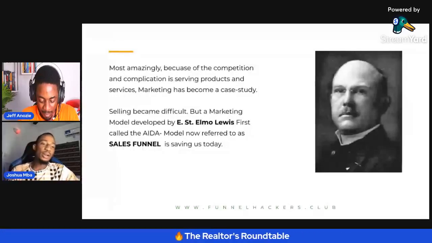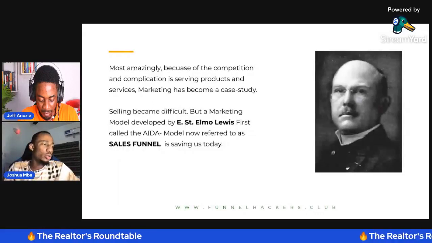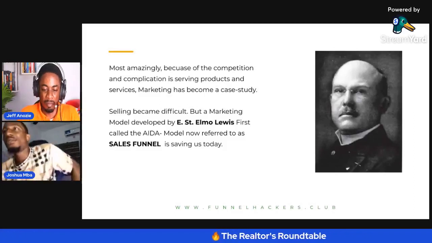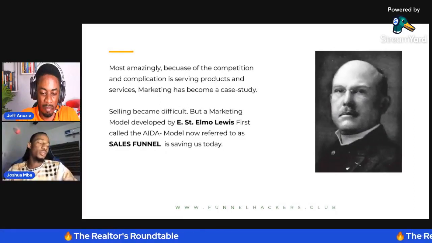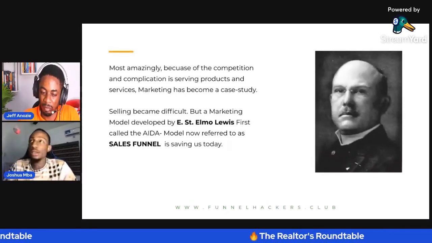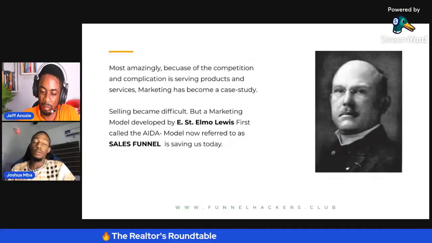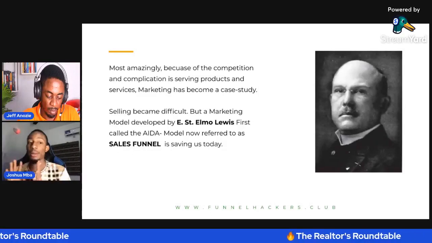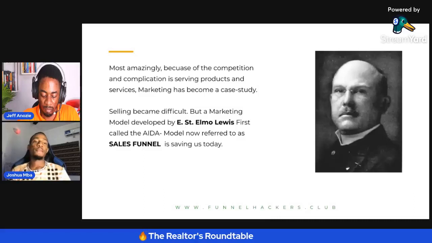Now there's this guy called E. St. Elmo Lewis, the father of sales funnel, you know. So like I told you guys, when you want to master a craft, go and look for where it was first mentioned, who used it first, who developed that system. And this is the great man who developed the sales funnel marketing model. Of course, sales funnel is a marketing model, for those who don't know. I'm going to go in depth on it, but I just want to teach you guys a little bit of foundation.